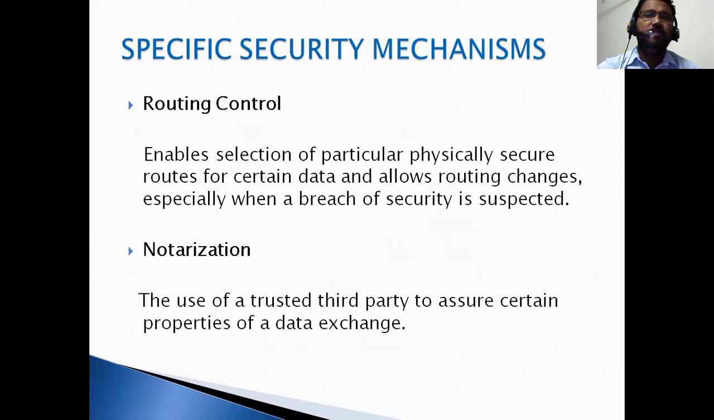The next type of mechanism is routing control. When transmitting data from one user to another user, it passes through different networks. First it goes to the LAN network, from there to the internet, from the internet it moves to different routers, and then finally it reaches the destination. With routing control, we can restrict the data so that it is transmitted through only particular network routers.